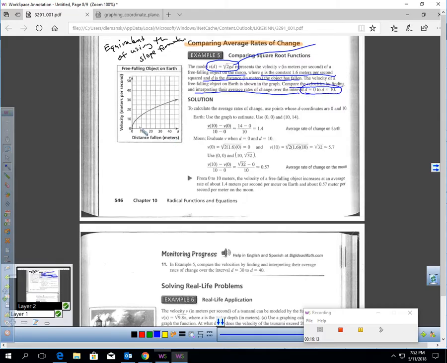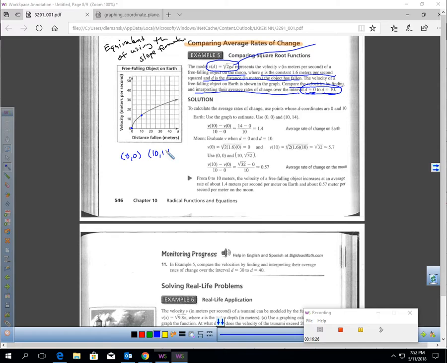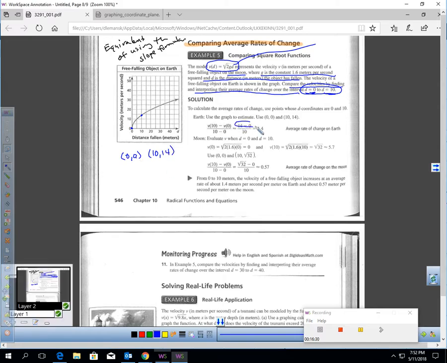So let's do Earth first. You can see I need the point 0 because they have 0, so that would be 0, 0, and D is 10, so 10 looks like it's about 14. Got to use the slope formula, so I'll do 14 minus 0 on top, there are my y's, and 10 minus 0 on the bottom is 10, and 14 divided by 10 is 1.4. That's the average rate of change on the Earth.